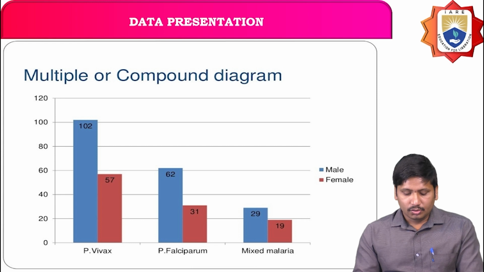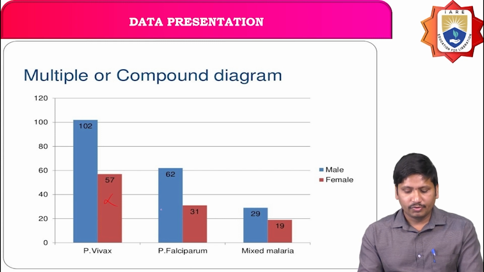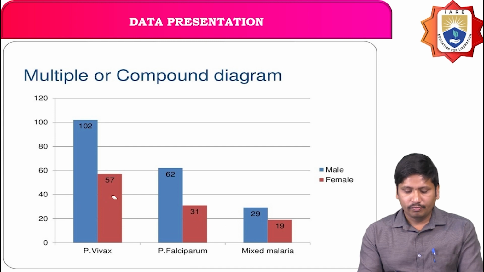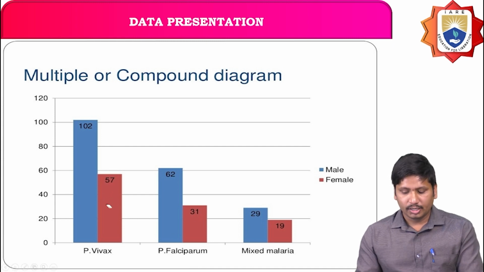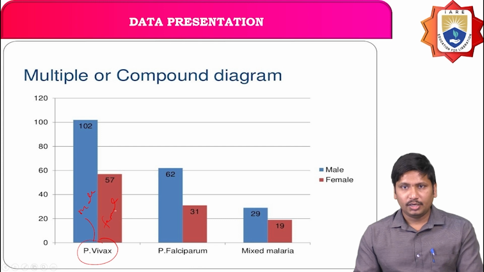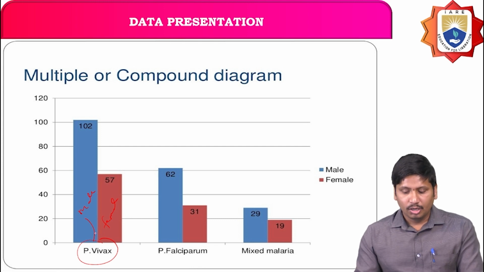Look at this. The number of vivax cases in male and female I want to find out simultaneously. So for that, a single bar is not sufficient here. What I am doing is making use of a multiple bar diagram simultaneously. How many vivax cases in males, and how many in females, I want to write, right? So for that, we have to make use of this multiple bar diagram or component bar diagram.